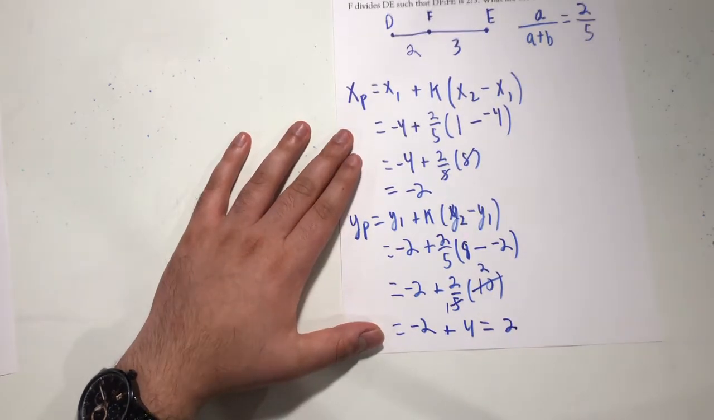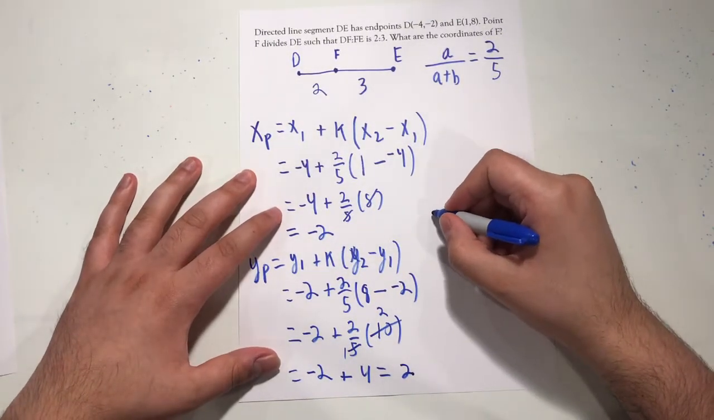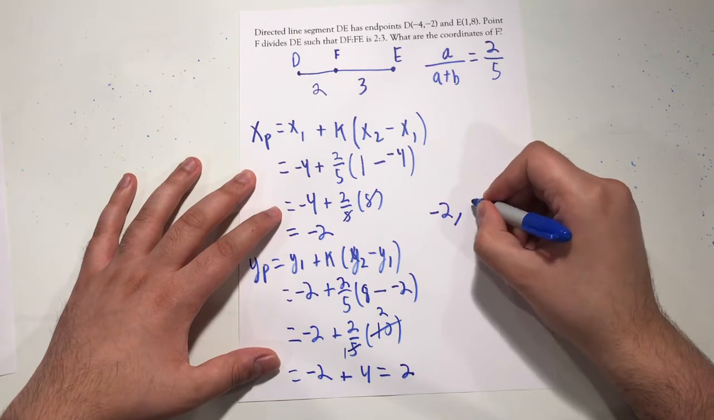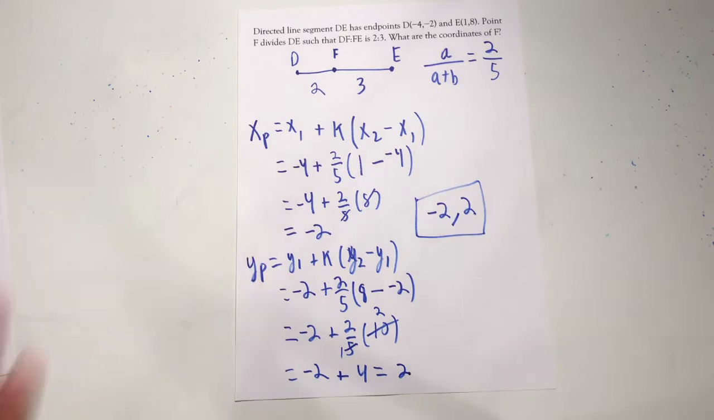So what is my final answer? What are the coordinate points I found? That's going to be x comma y, -2, comma 2. Right? Easy as that. Now let's go to the next problem.